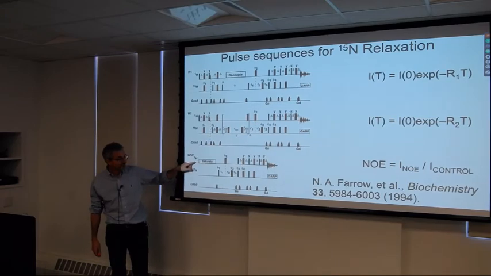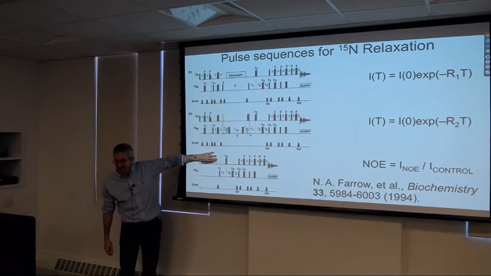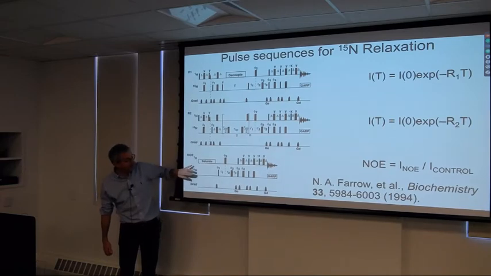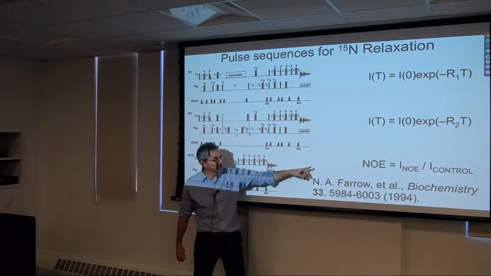And then the Boltzmann equilibrium will be measured just by not doing this at all. So we measure the natural Boltzmann population of the nitrogen and then we measure the effect of saturating the hydrogens. And then the NOE is just a ratio of the two.